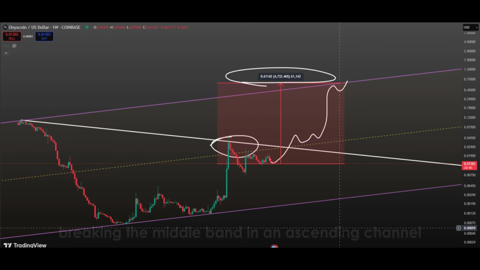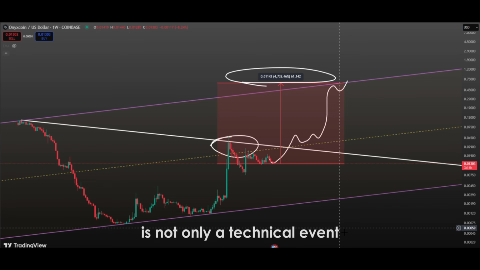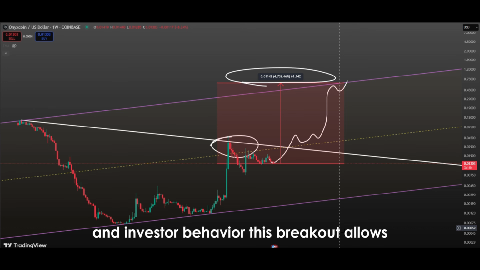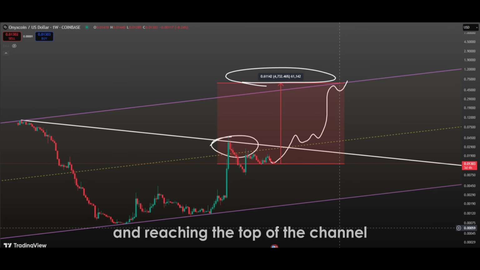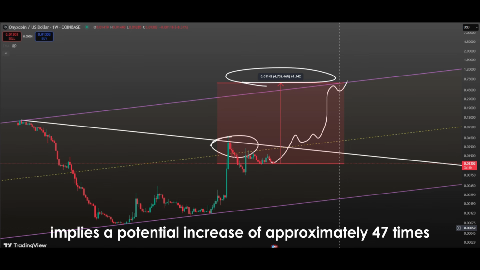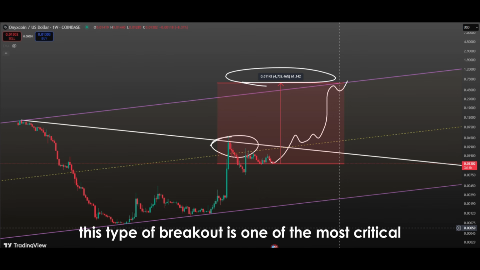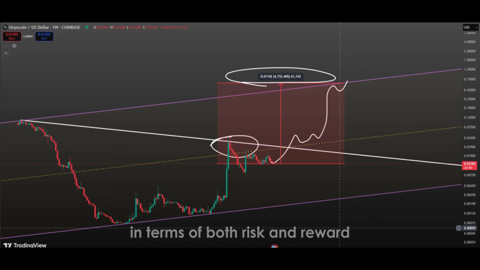In conclusion, breaking the middle band in an ascending channel is not only a technical event, it also indicates a change in market psychology and investor behavior. This breakout allows for a strong move toward the upper band, and reaching the top of the channel from the current price level implies a potential increase of approximately 47 times. For investors, this type of breakout is one of the most critical and opportunity-rich periods in terms of both risk and reward.